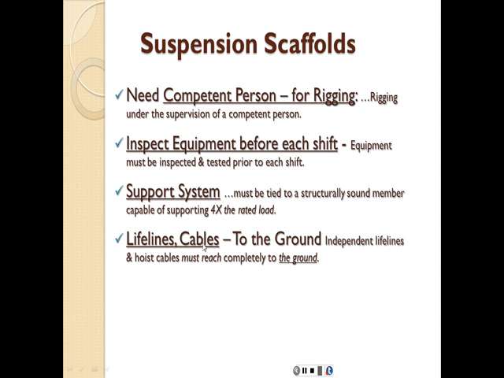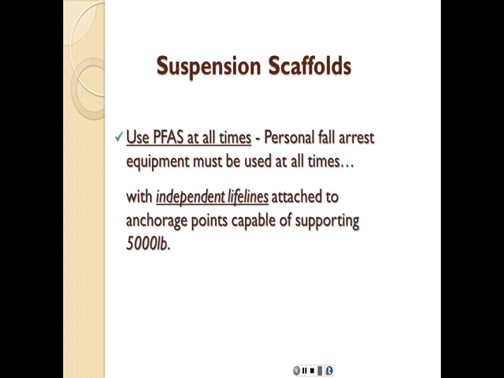Lifelines, cables to the ground. Independent lifelines and hoist cables must reach completely to the ground if you want to move that scaffold or balance the scaffold, especially in case of strong winds and things like that. On suspension scaffolds, we're going to use PFAS at all times, with independent lifelines attached to anchorage point capable of supporting 5,000 pounds. The key number here is 5,000 pounds.